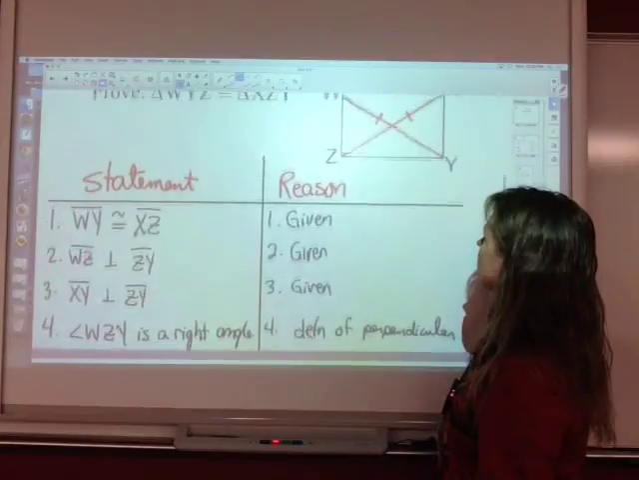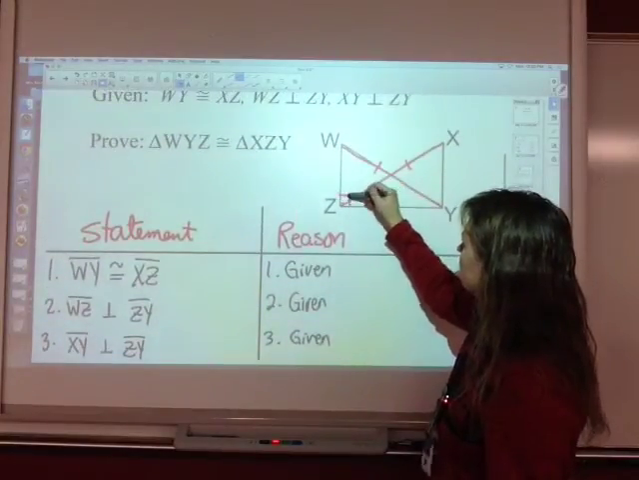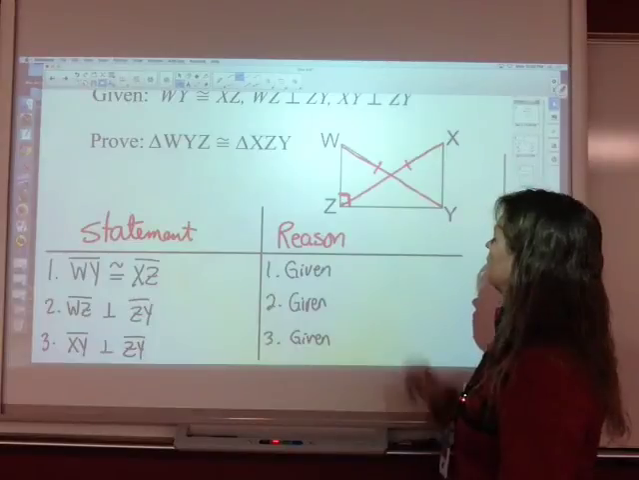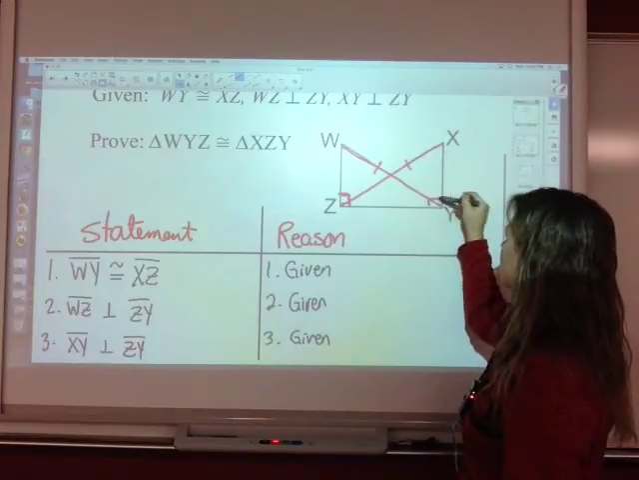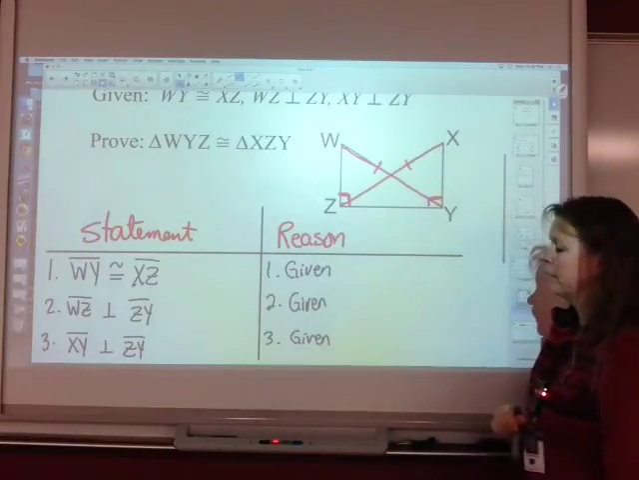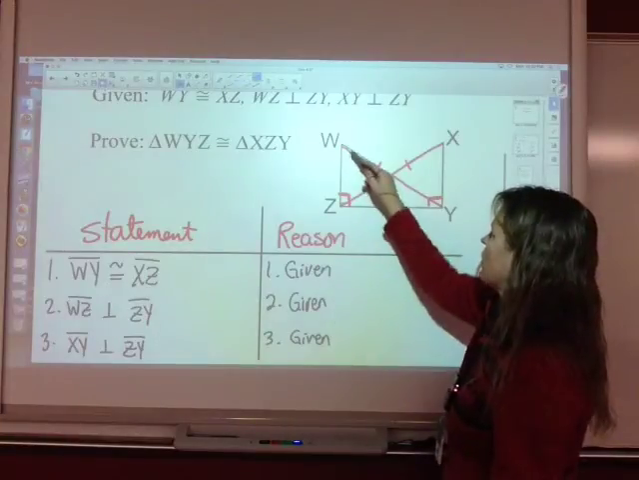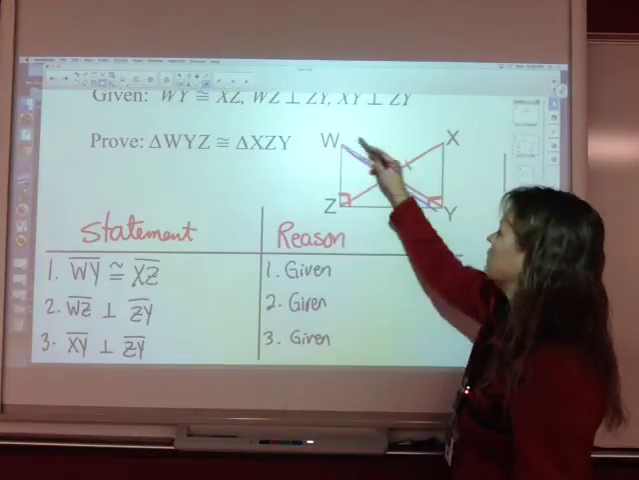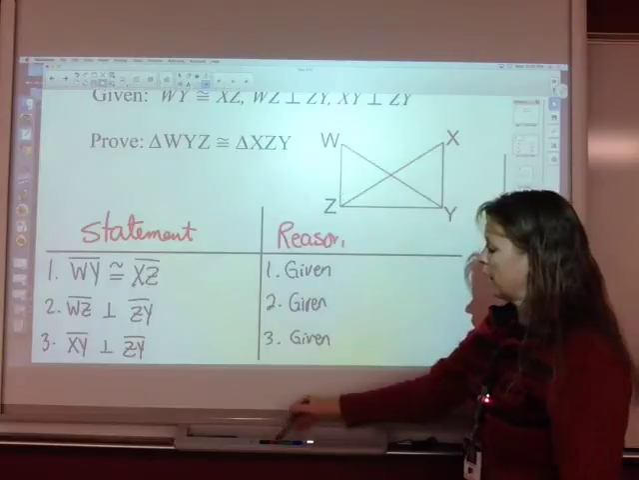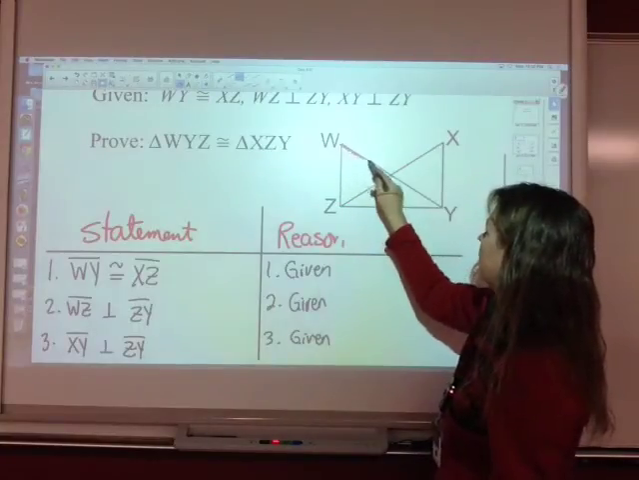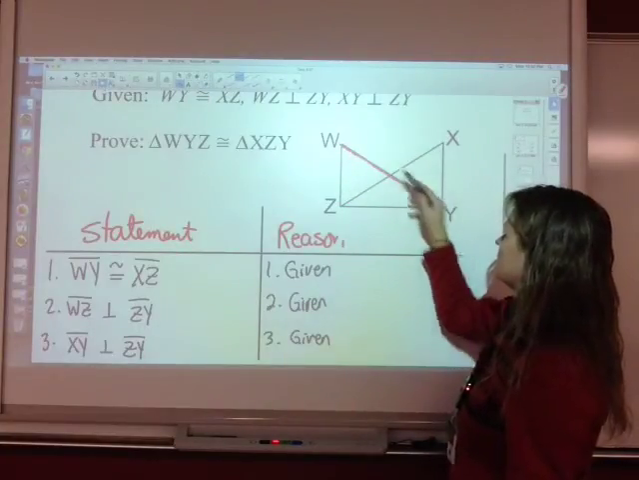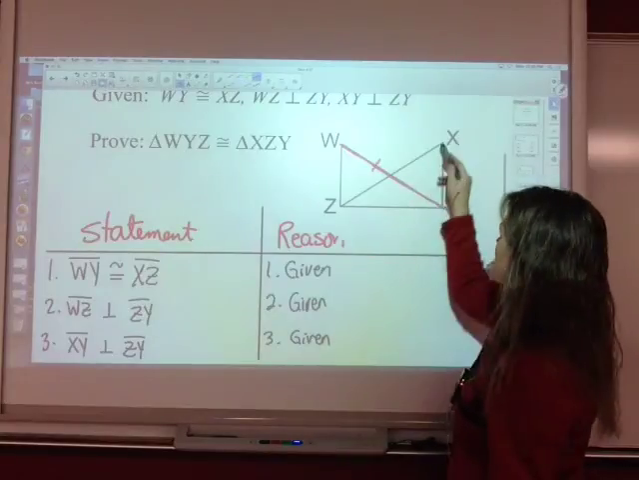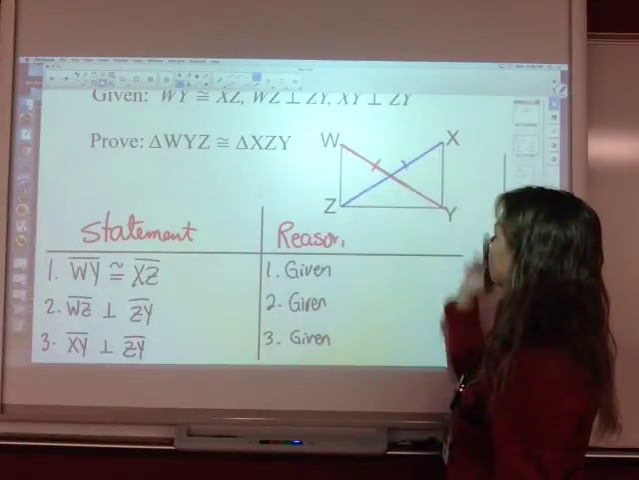Angle WZY is a right angle. Angle XYZ is a right angle. And actually, here's what I'm going to do. I'm going to label one of the triangles with blue and one of the triangles with red so we can distinguish between them. We already know that this is congruent to this because it was given.